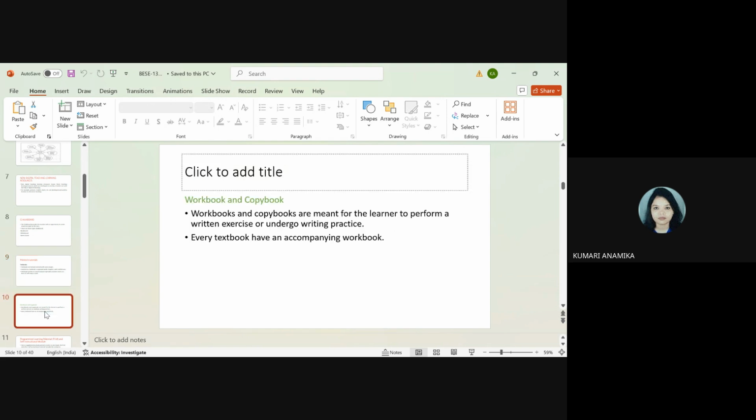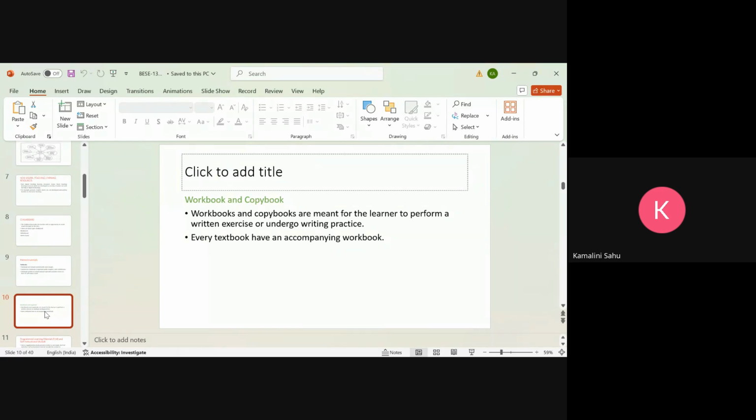Next is workbook or copybook. These workbooks and copybooks are meant for the learners to perform a written exercise or undergo writing practices. I don't know whether workbooks are available in state government schools or not. That I'm not aware of.